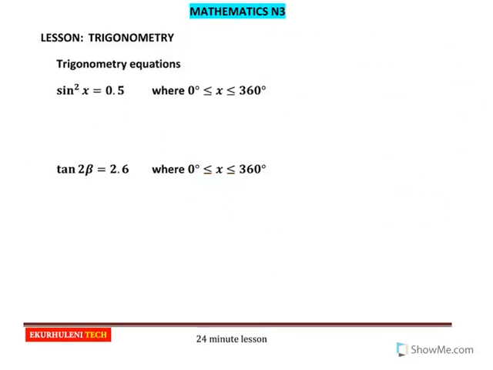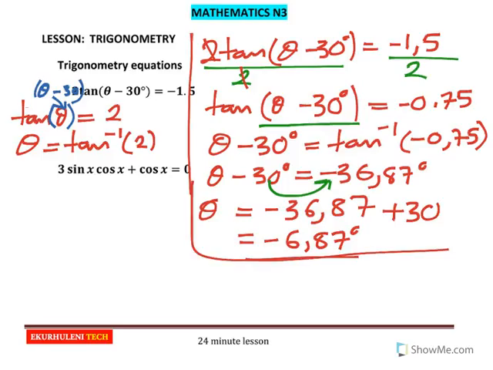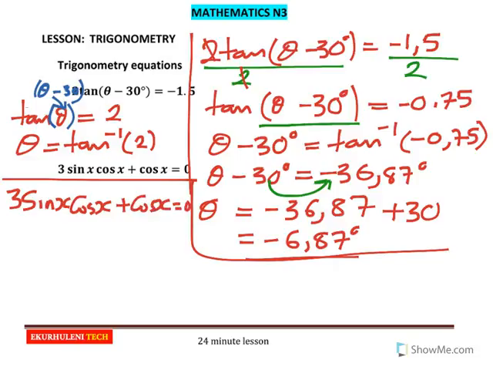The next problem that we are given here is 3 sine x cos x plus cos x equal to 0. How do you solve that? The first thing is to see something common there. You have got cos and cos common, and you can factorize that cos. So if you factorize cos x, you're going to have cos x times 3 sine x plus 1 equal to 0.